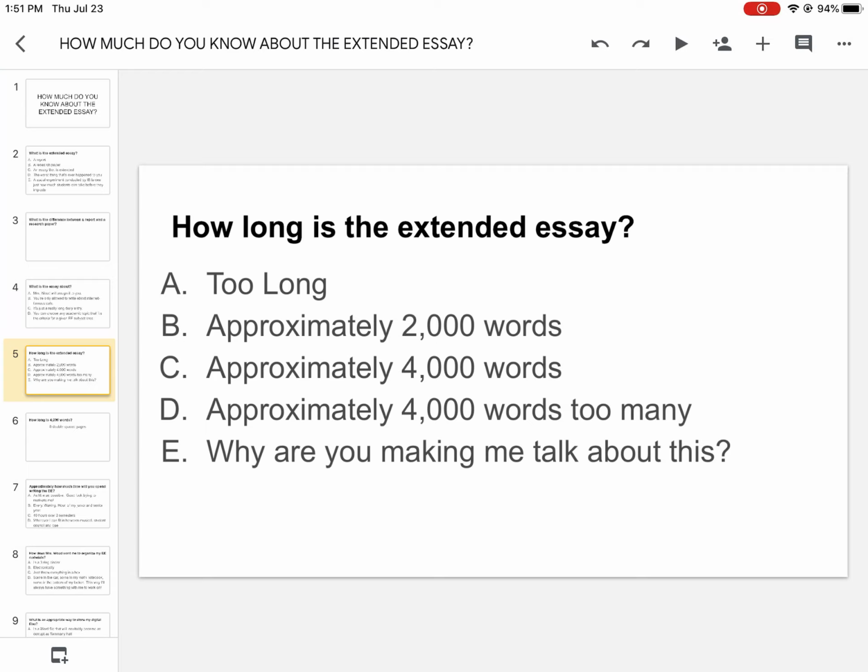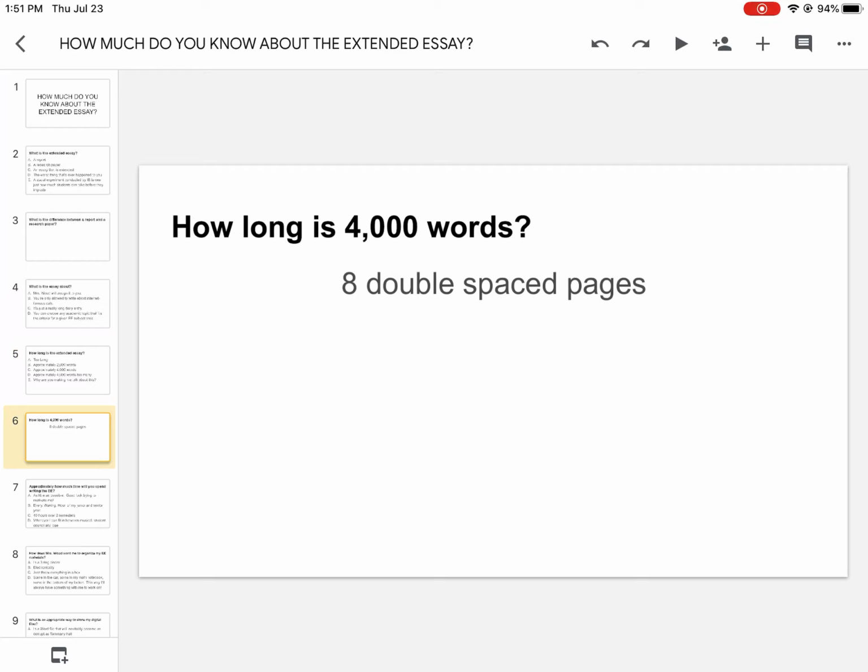So how long is the extended essay? The correct answer is C, 4,000 words. And you probably don't think in terms of words, so how many pages is that? It's about 8 double-spaced pages, give or take. Again, depending on the subject area, there's pieces of your extended essay that may make it longer or shorter. If you've got graphs, you're going to end up with a longer paper.